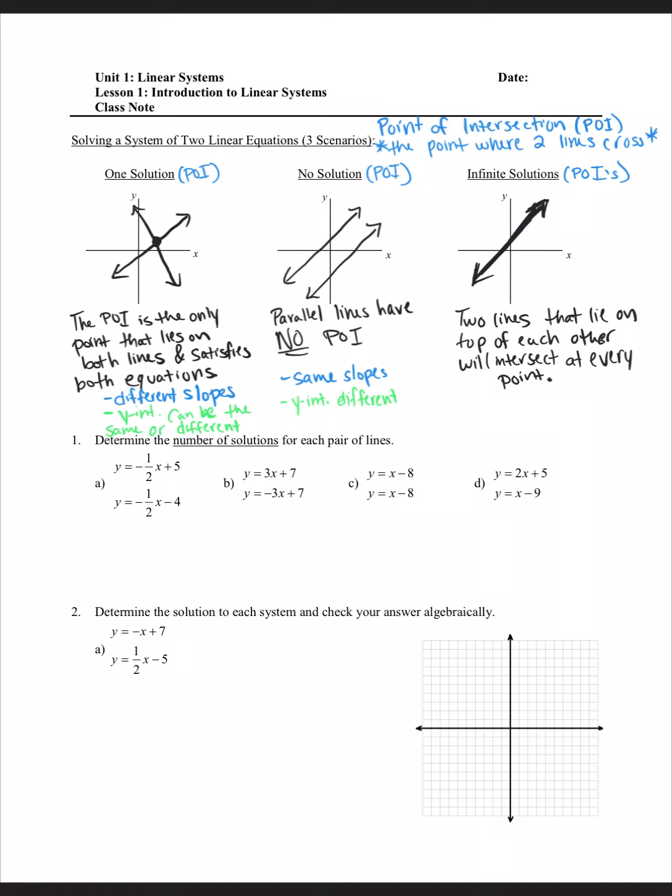Okay, so all the points are going to be points of intersection because they lay right on top of each other. So in this case, you're going to have the same slopes, right? Because they're just a line on top of it. It's just the exact same line with the exact same equation. So same slopes and the same y-intercept.